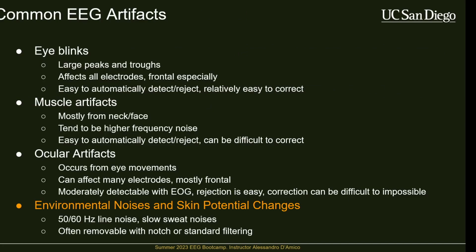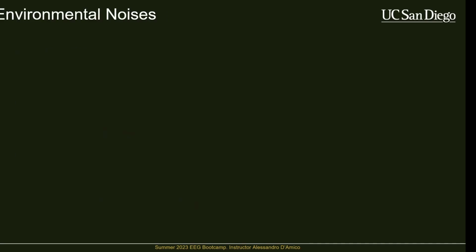The last set of artifacts we'll talk about today are environmental noise and skin potential. The most common is 50 or 60 hertz line noise, depending on which country you're in, and also slow sweat noise. As your skin sweats, it changes potential, and these create very, very slow oscillatory artifacts. You can often remove these with simple filtering techniques, so you don't need special artifact projection tools, although tools like ICA can help.